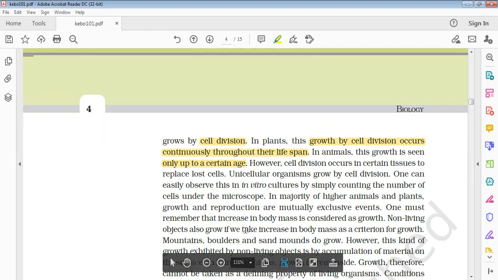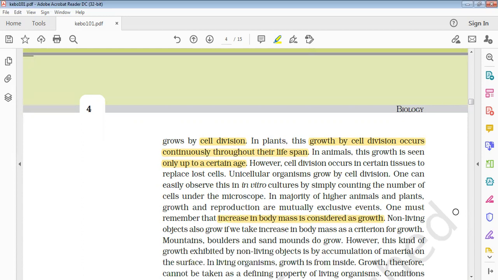So increase in body mass is considered as growth. In the beginning itself, we said that growth means increase in body mass and increase in individual numbers. So increase in individual numbers is in the case of unicellular organisms, whereas in the case of multicellular organisms, it is the increase in body mass. So increase in body mass is considered as growth.